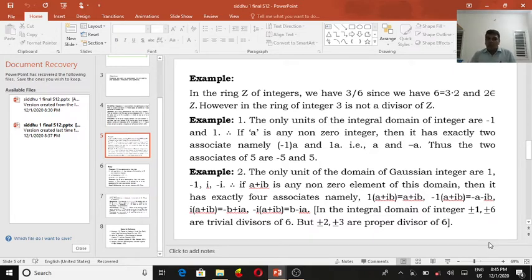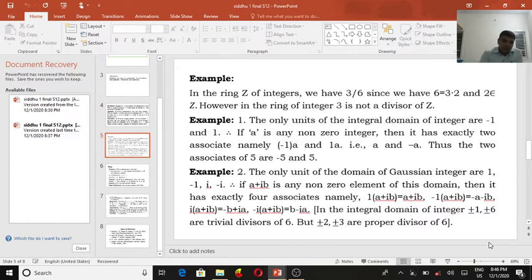If we come to one more example, the only units of the domain of Gaussian integers are 1, minus 1, i, minus i.